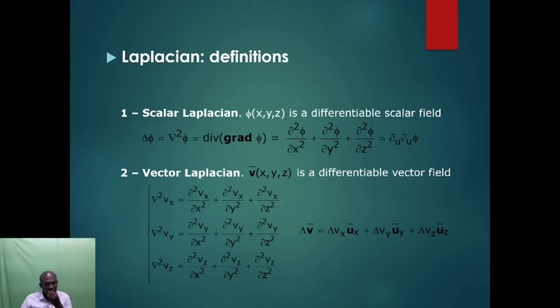Now the Laplacian definitions. Scalar Laplacian: del squared phi is the divergence of gradient phi. That is a second order differential, equal to dou square phi by dou x square, plus dou square phi by dou y square, plus dou square phi by dou z square.